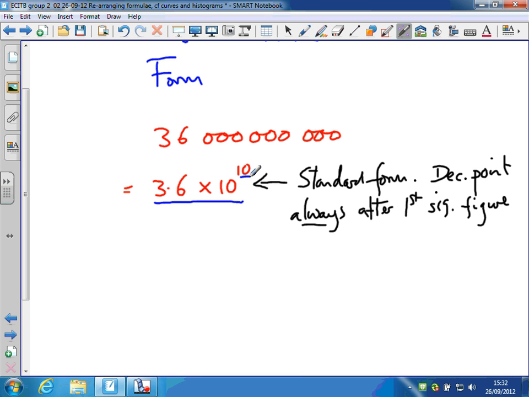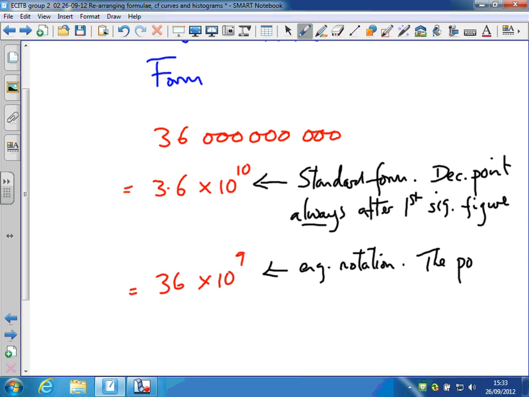So if I were to actually shift it one place to the right to make it 36 point something, then now how many places have I got to move it to get it back to where it should be? Right. So times 10 to the 9. Now it's in engineering notation. The power must be a multiple of 3.